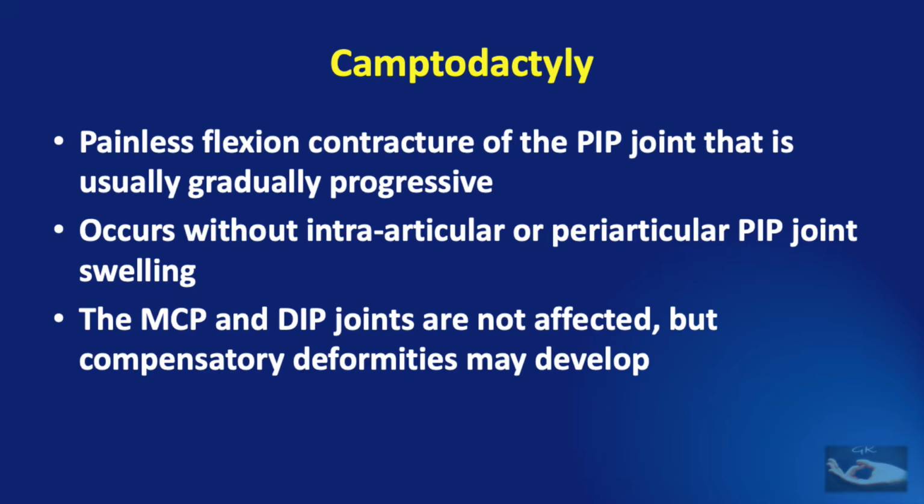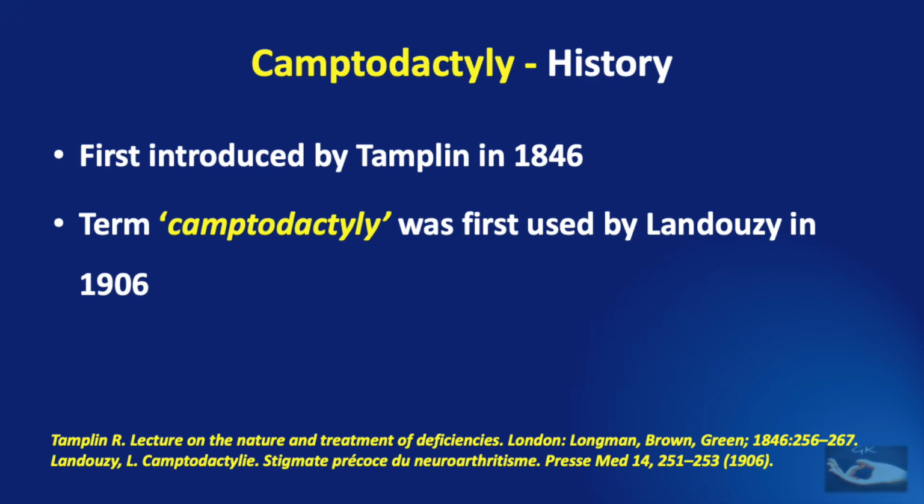It is also important to note that in camptodactyly, the metacarpophalangeal and distal interphalangeal joints are not affected, but compensatory deformities may develop. The concept of a congenital flexed finger was introduced by Tamplin in 1846, but the term camptodactyly was first used by Landozzi in 1906.